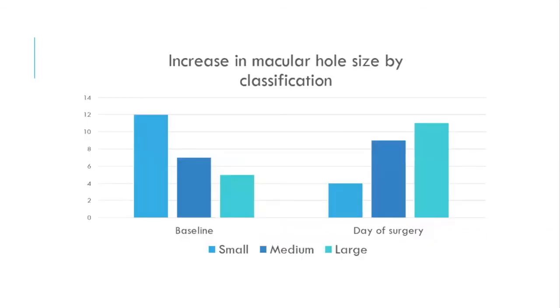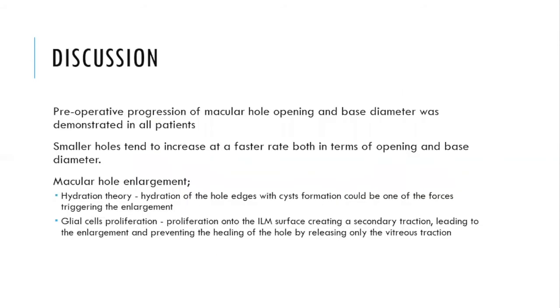So we looked at these holes from the baseline, the time that they were seen in the clinic and the surgery was discussed, to the day of surgery. A lot of patients crossed between those categories. A lot of patients from the small became large, and a lot of cases between medium became large as well. So there is this progression. In fact, all of the holes in the study got bigger. We found that the opening diameter, or the minimum limiting diameter, was bigger in all patients over that time period. And that applied to the opening diameter and that base diameter that we sometimes measure as well. It tended to be that smaller holes increase faster than larger holes.